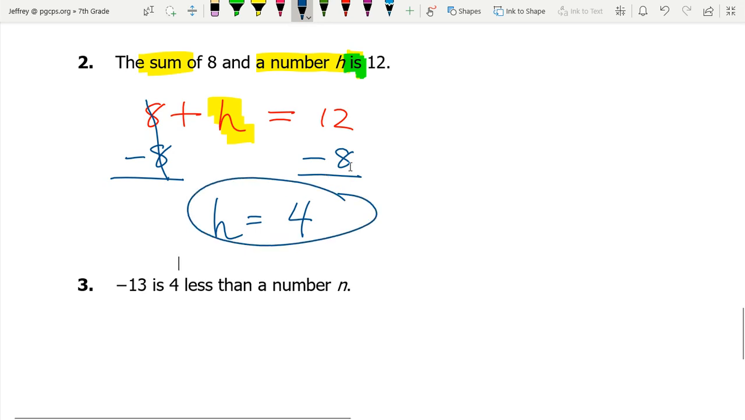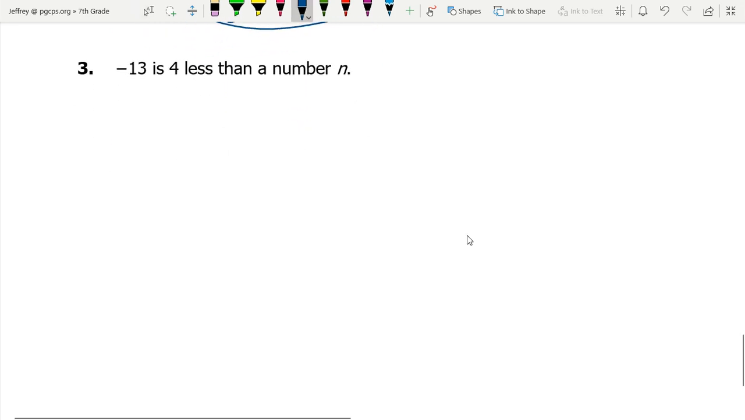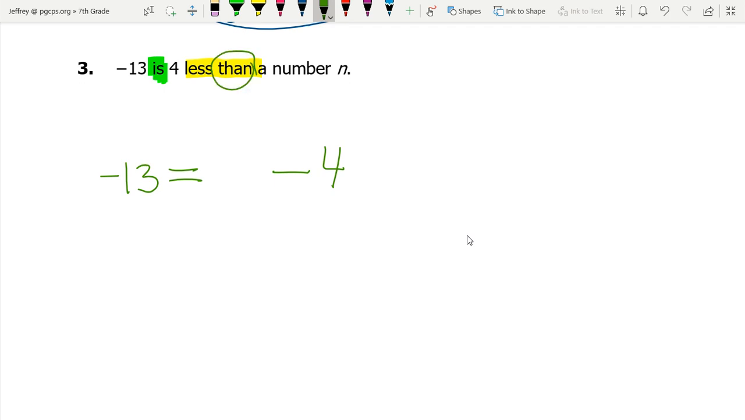Done. Last one, number 3. So we have negative 13 is, so that's the word is, 4 less than a number n. So this means that negative 13 is a result of subtracting 4 from n. So negative 13 is equal to subtracting 4 from n. 4 less than a number n. Again, when you see the words less than, it's a switch word. So you need to switch the 4 and the n. So n minus 4, subtract 4 from n.